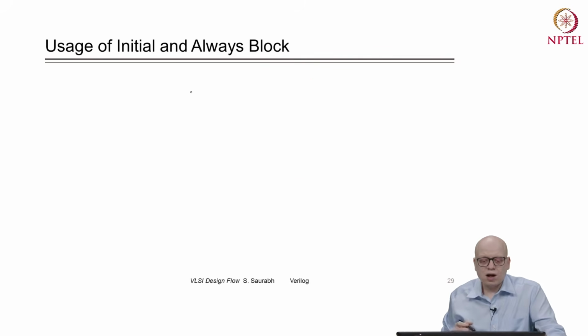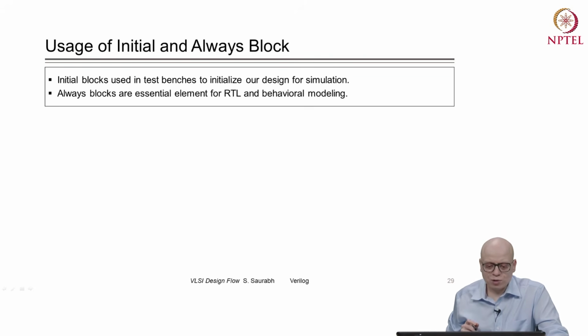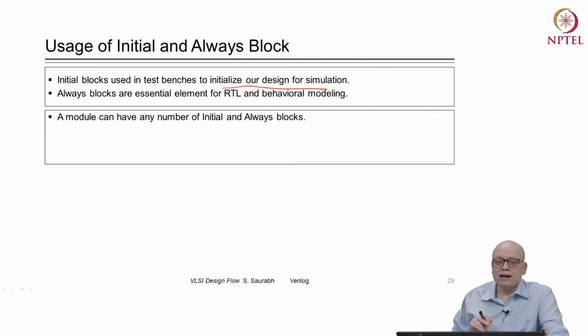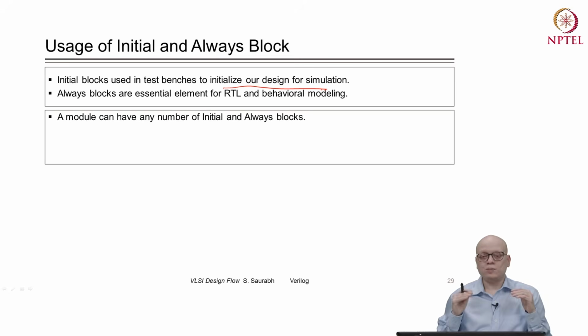Now, let us understand when to use the initial block and when to use the always block. The initial blocks are used in test benches when we do simulations. We will discuss this later in this course, and it is used to initialize our design for simulation. The always blocks are basic entities which are used for behavioral modeling of the code. So, always blocks are typically used to define our circuit, and initial blocks are mostly used for simulation or test bench purposes.